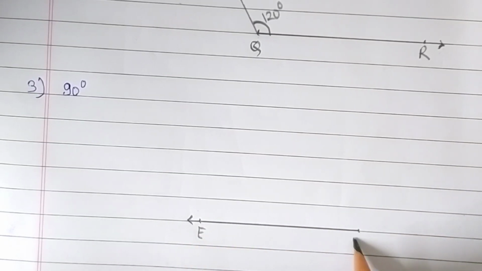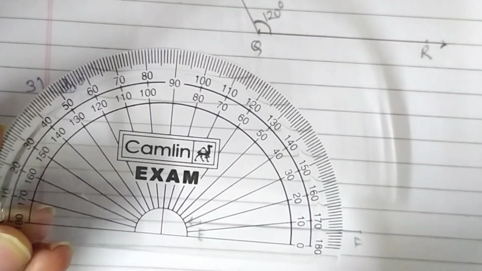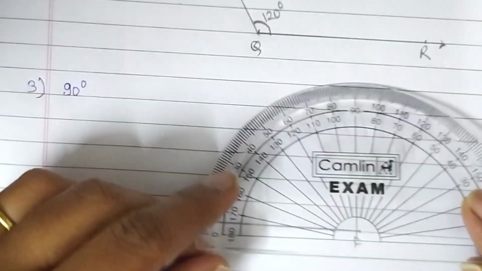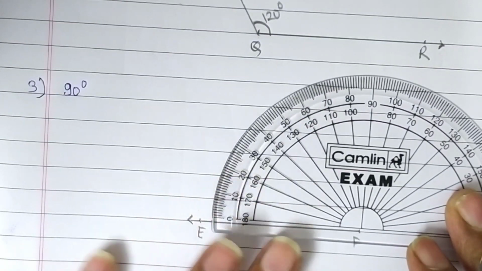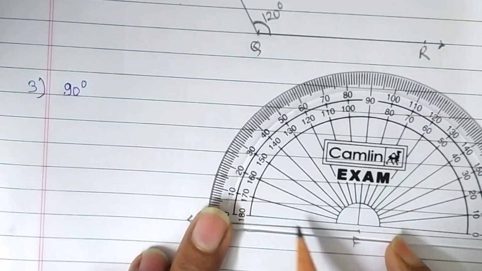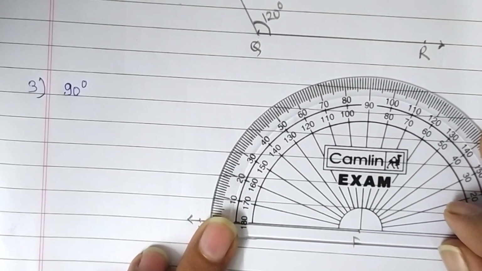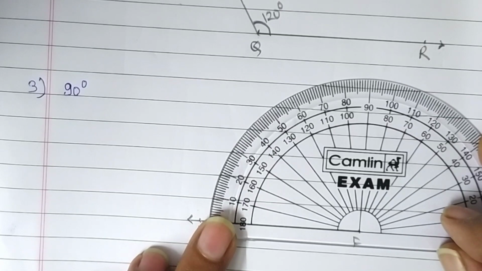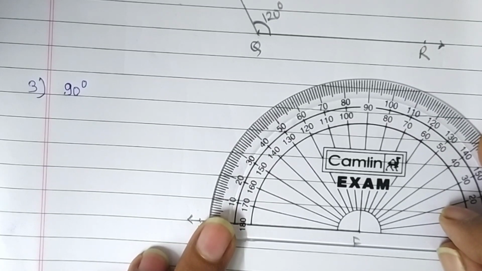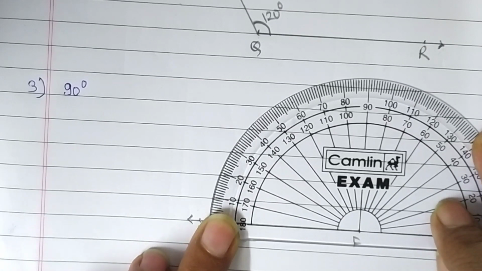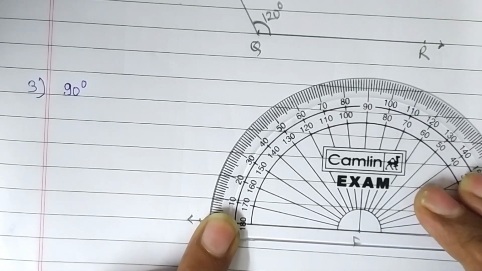E or EF. Now put the center point to our vertex here. Join our protractor's baseline and our arm's line. We have to match them like this.